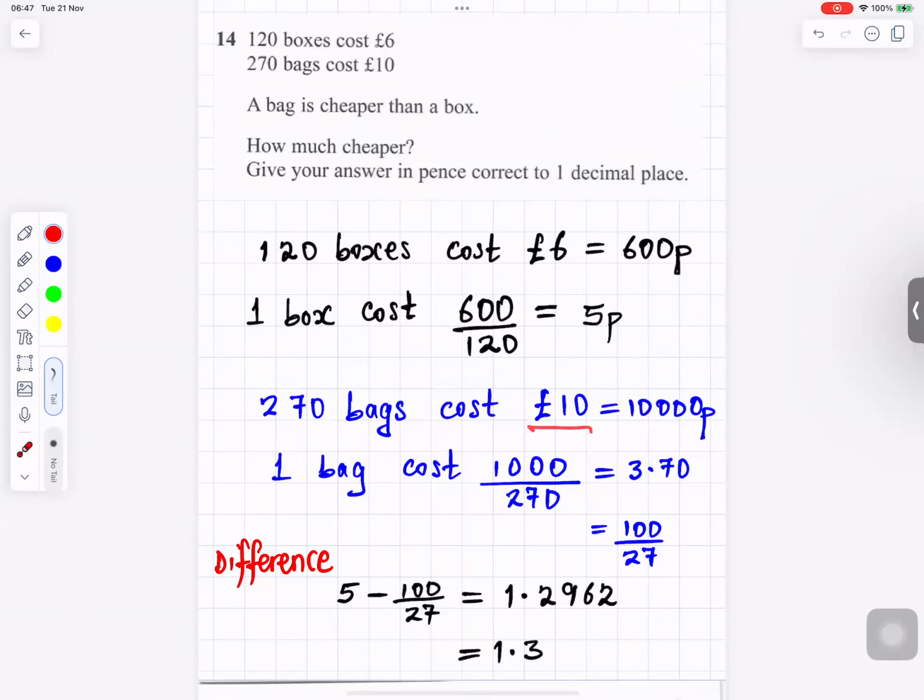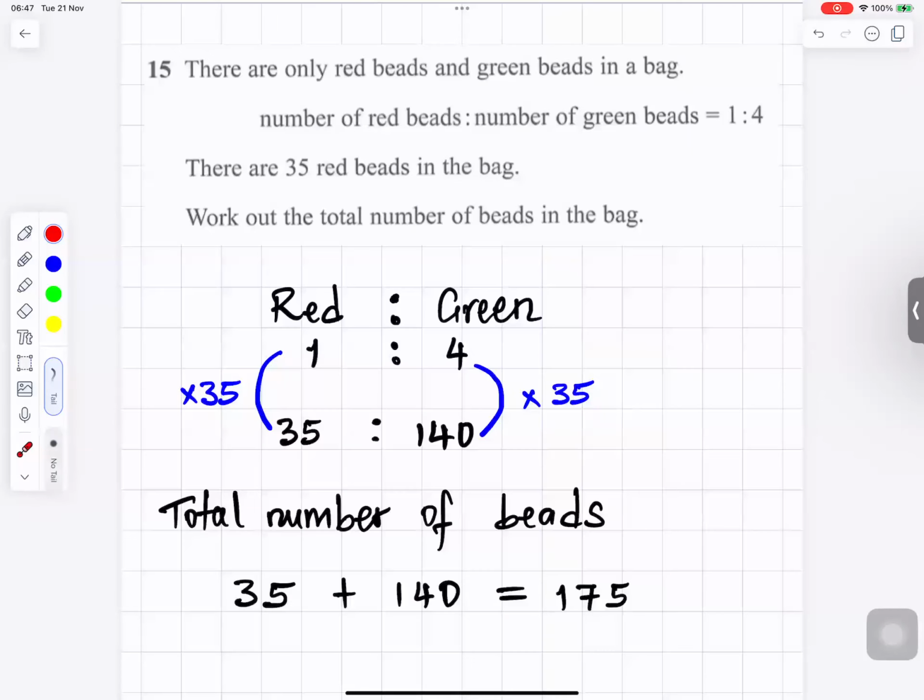270 bags cost £10. To change to pence, you multiply by 100. You get 1000 pence. So for 1 bag, you divide by 270. 1 would cost 3.70. So that is, you always want to find for one, and the difference is 5 minus 3.70, so it's 1.29, which is 1.3.